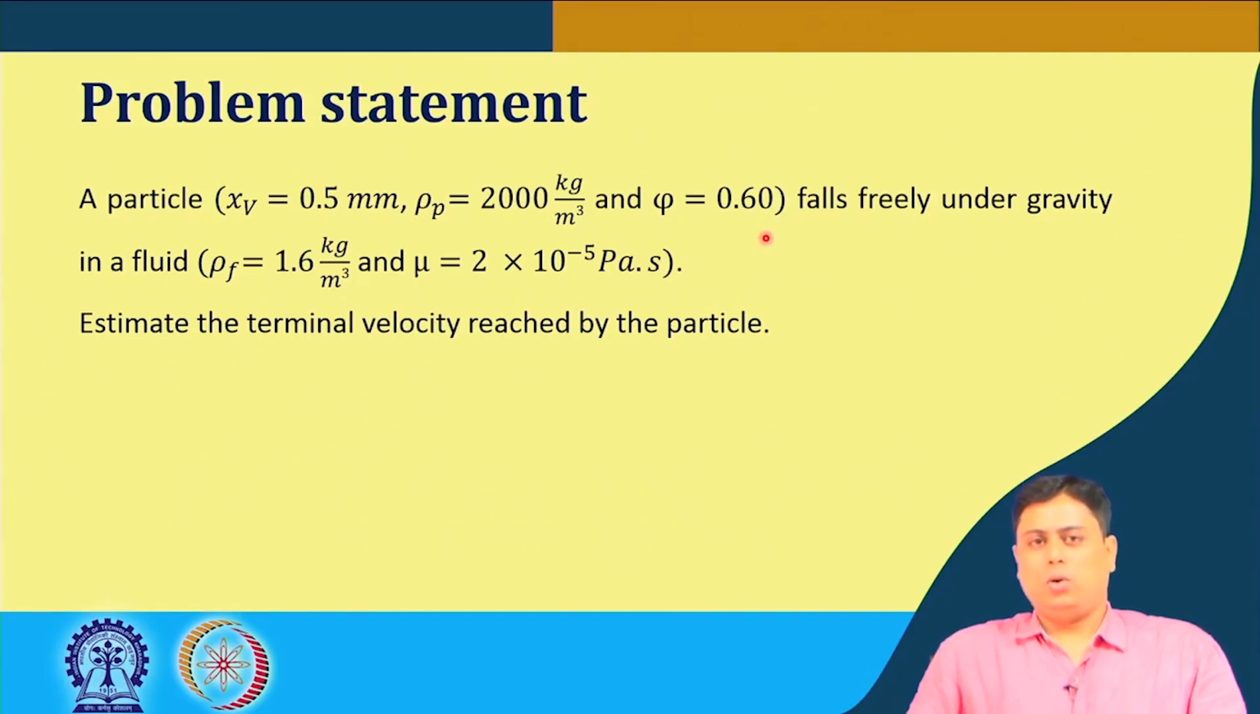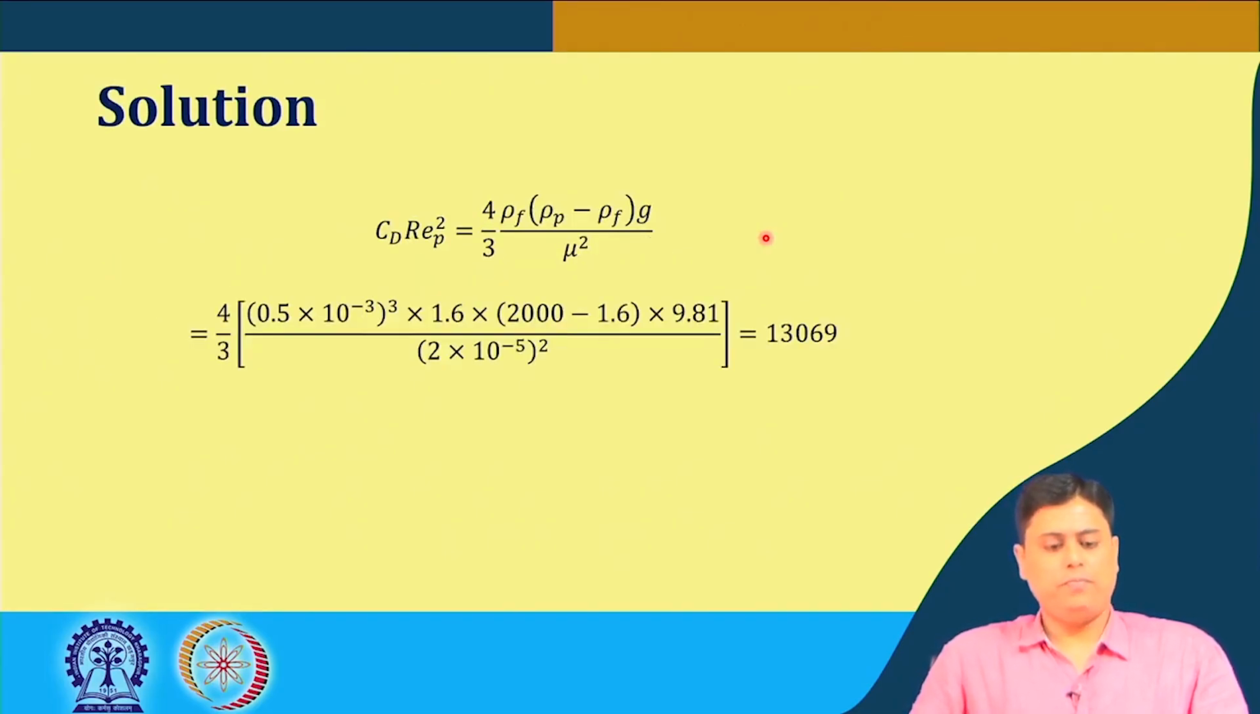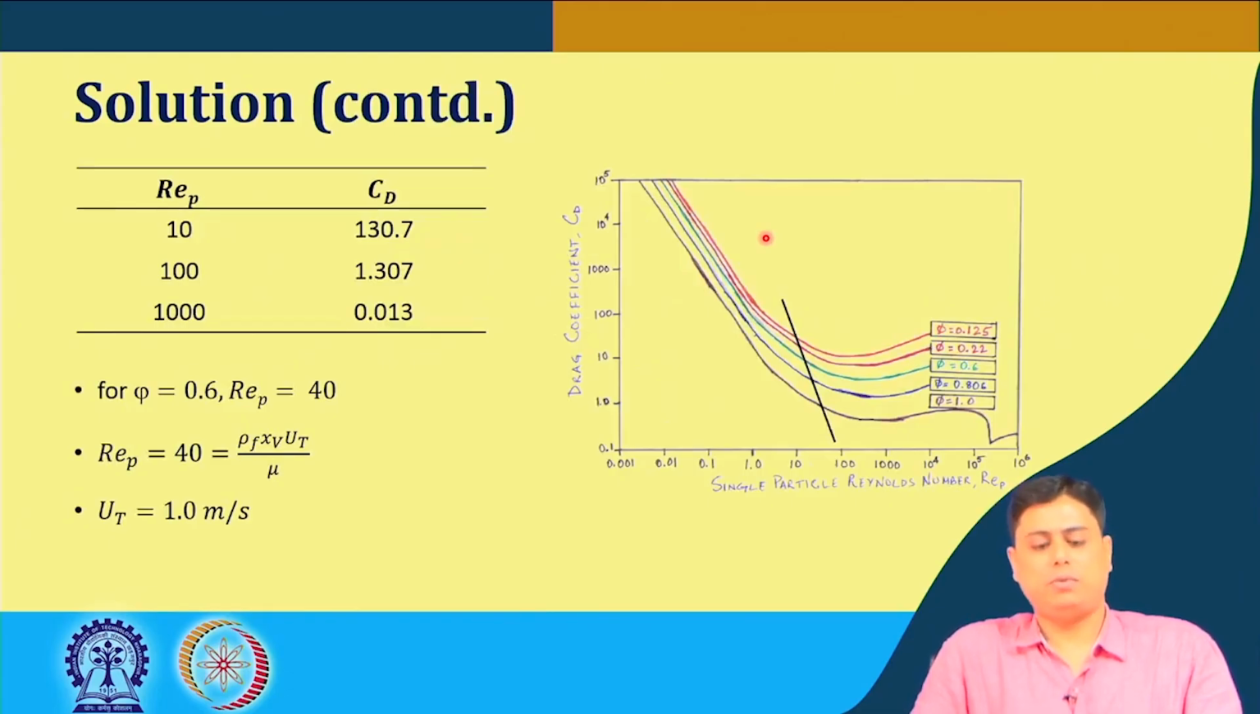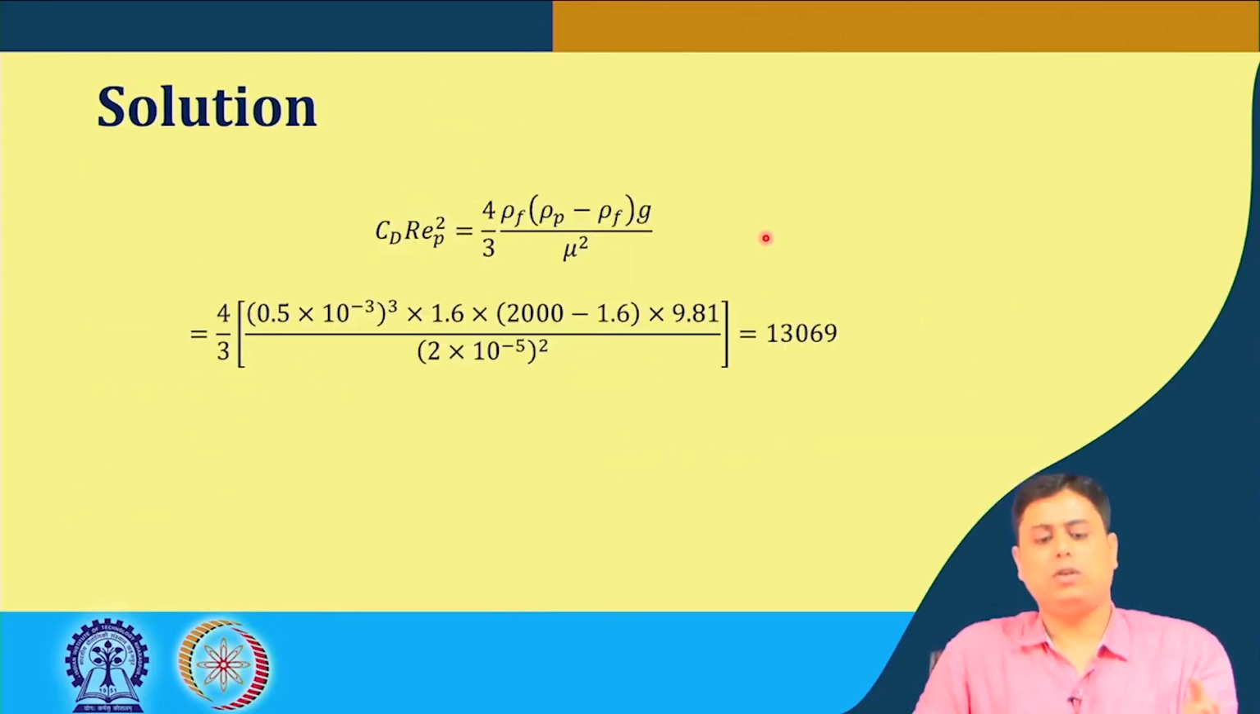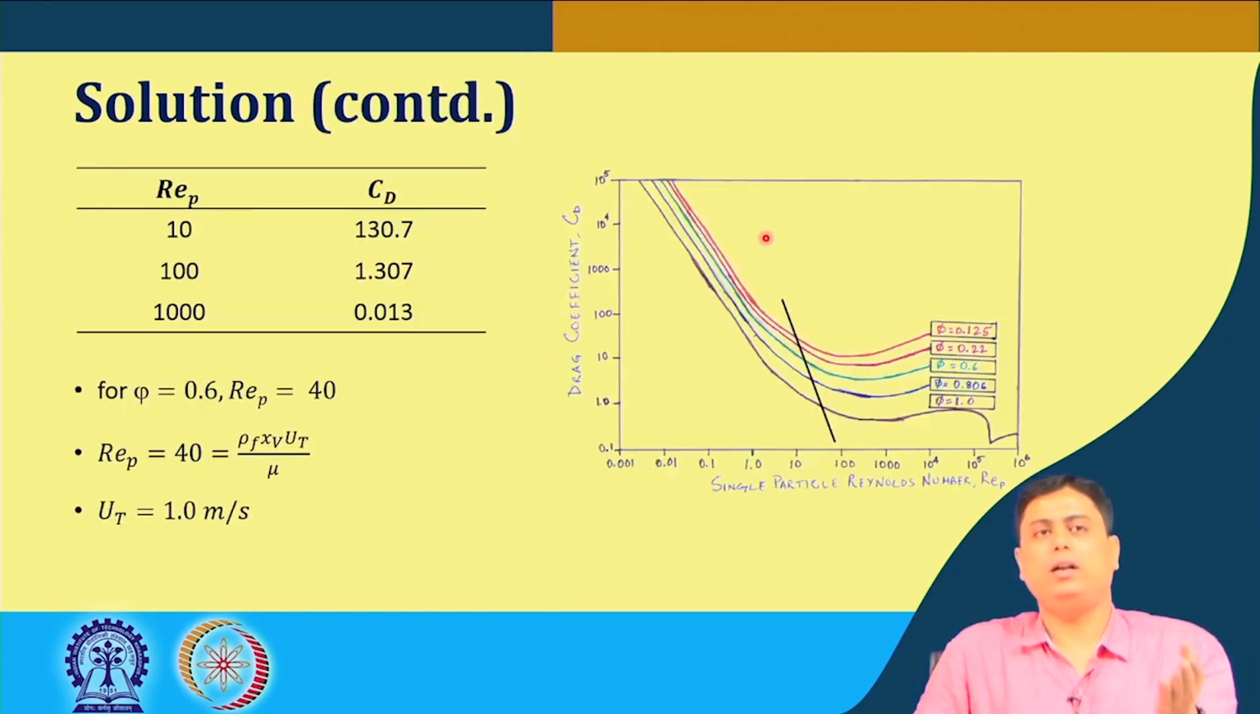So, what we will be doing here is, again we will look at the standard drag force curve and we plot this CD versus REP relation. This will give a straight line with a slope of -2, because CD REP square is a constant value. From this expression, for different values of REP, like 10, 100, 1000, we get the CD values.